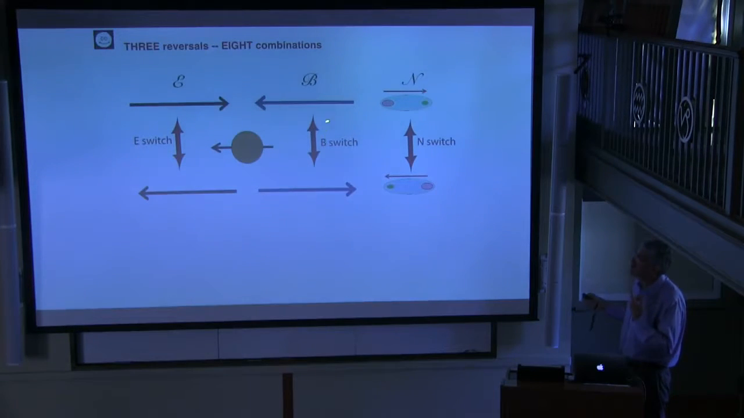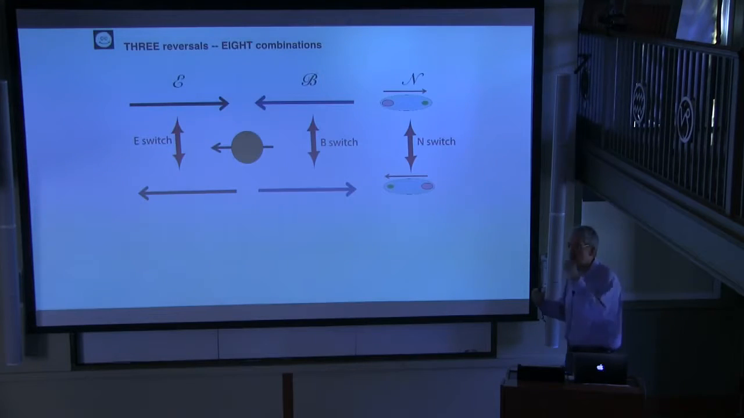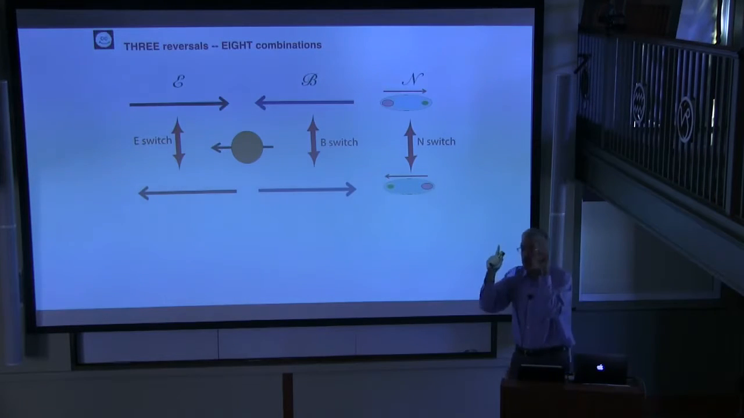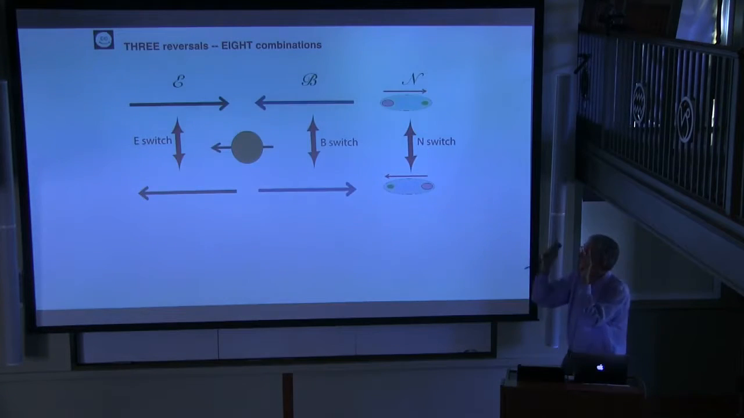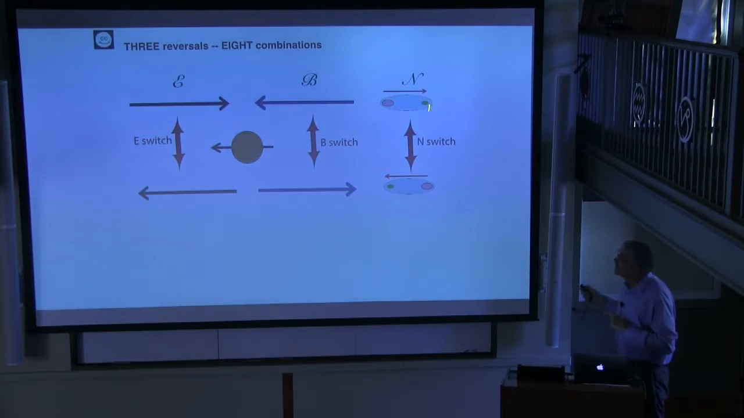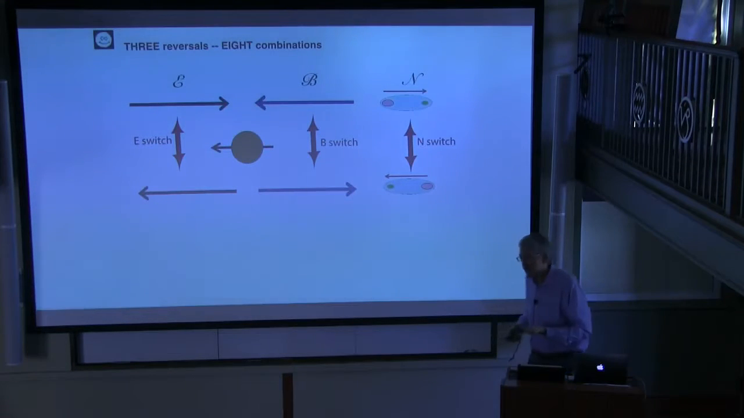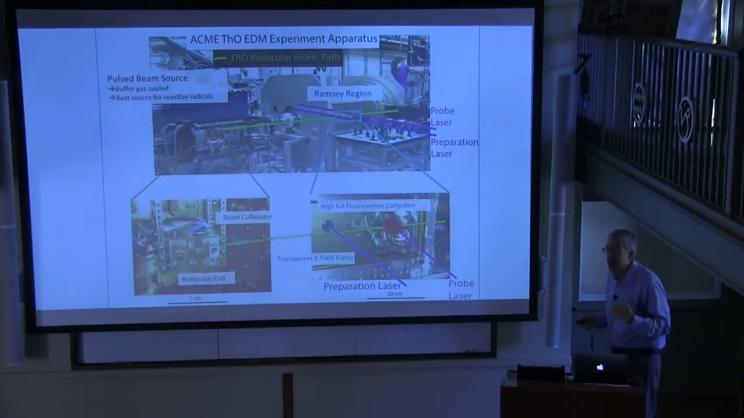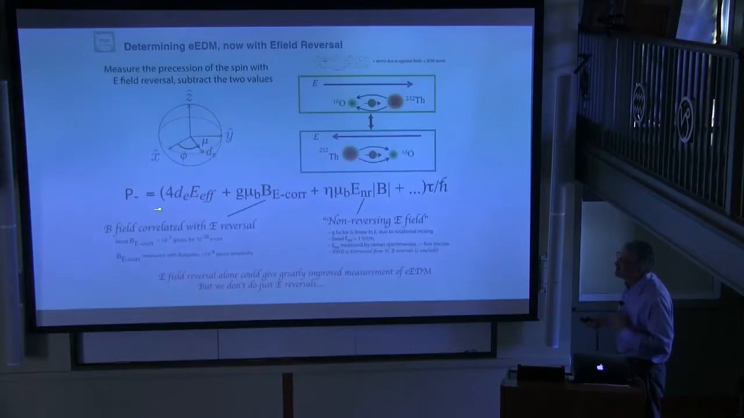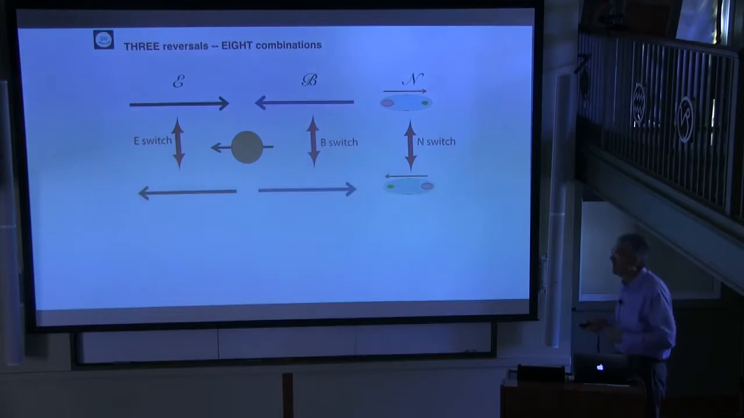You can also switch the direction of a magnetic field. We can put the molecule in a combined electric and magnetic field. The electron spin will be precessing around the magnetic field. We can switch the B field. And then we can also do what we call an N switch. The N switch was changing the laser frequency from one state to the other. So we have these different switches that we can do. And from this, we can further and further, more finely, isolate the EDM term. It also means we can get a whole lot of parity sums. You saw this one parity sum, which is just P minus. You've got eight combinations of parity sums that you can create out of this. But that actually helps you do the experiment.